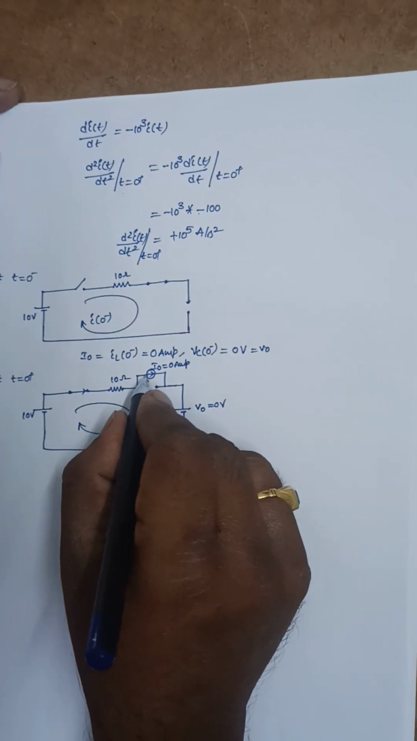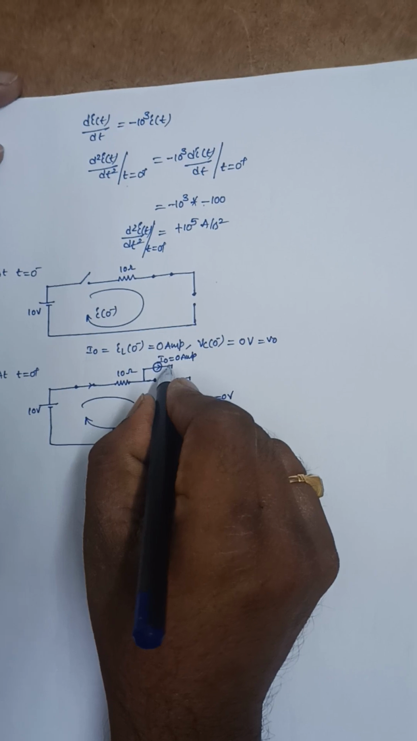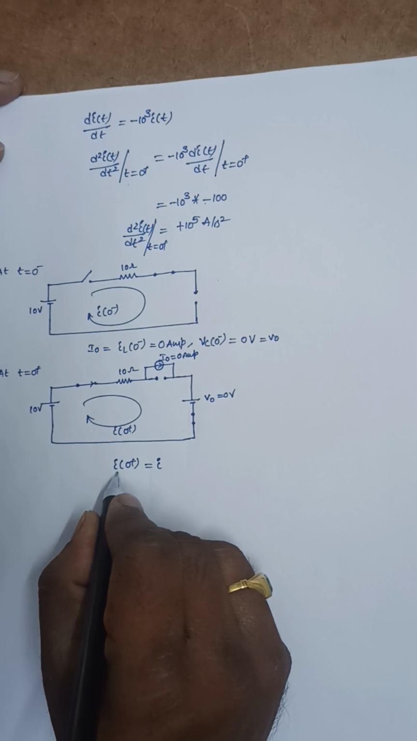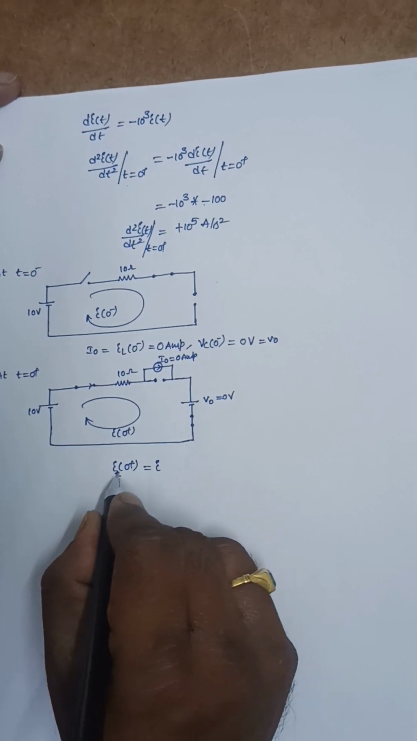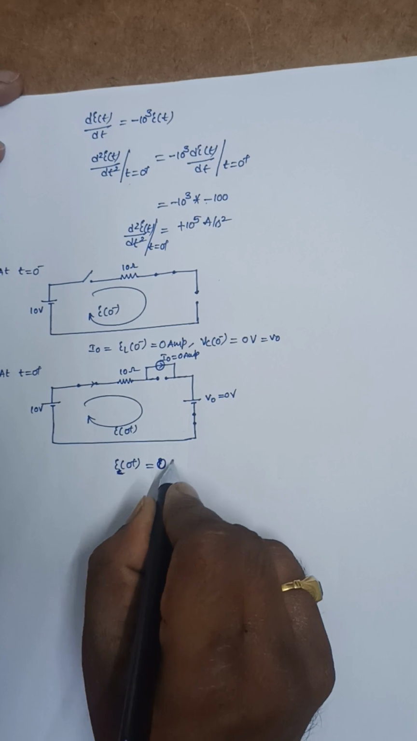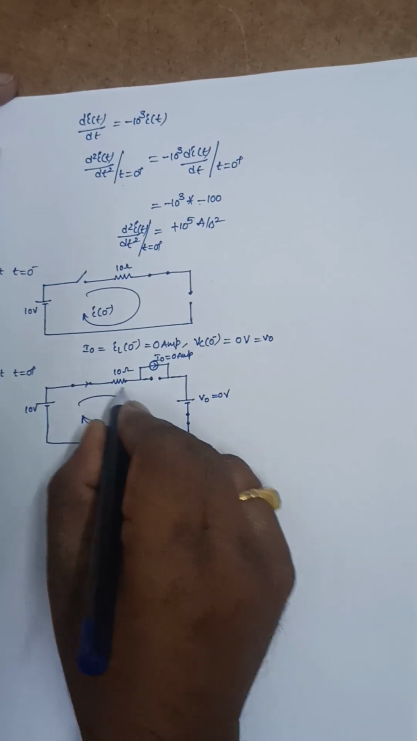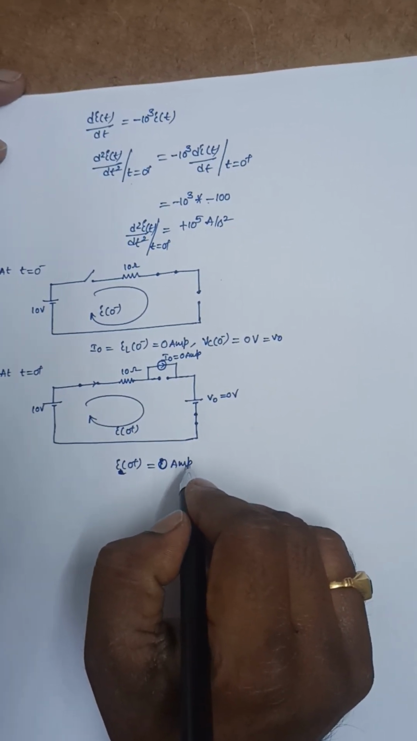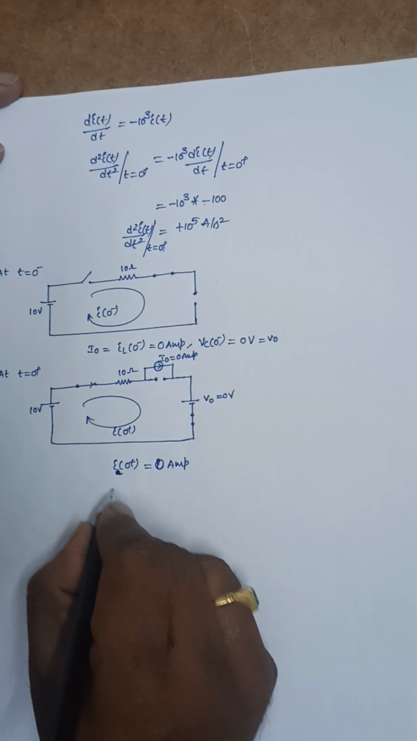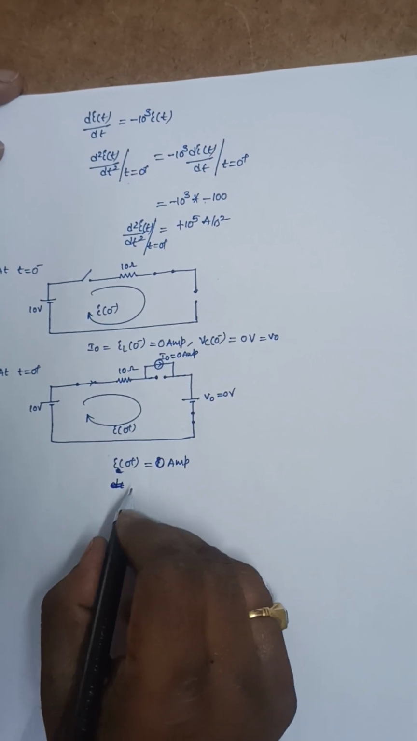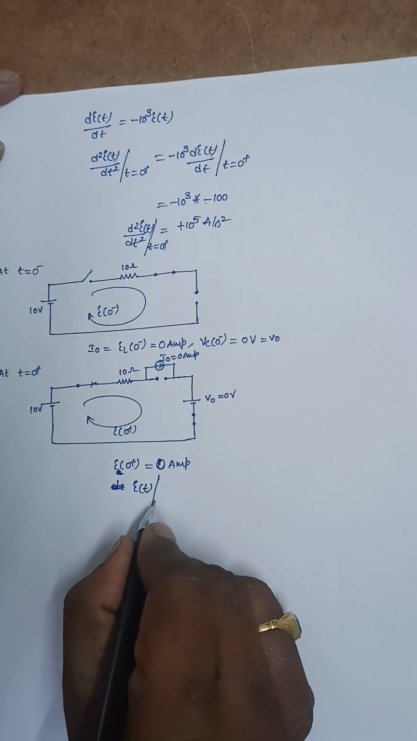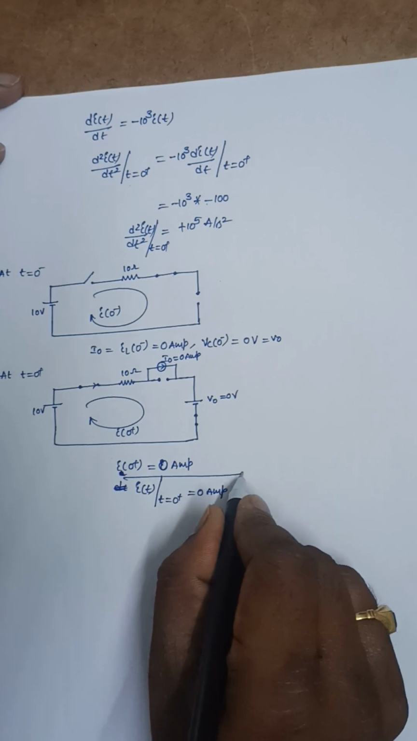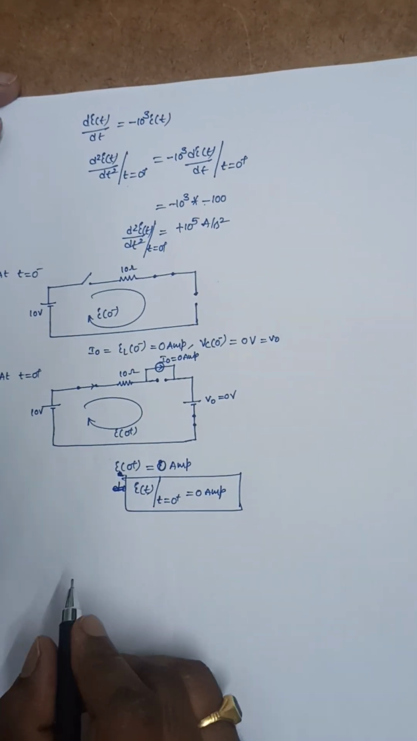Since it is open circuit, no current will flow through this. I of 0 plus is equal to I naught, or I of 0 plus is equal to I of 0 minus, or I of 0 plus is equal to 0 amperes from this. IL of 0 plus is also I of 0 plus, that is equal to I naught, that is equal to I of 0 minus, that is equal to 0 amperes. So I calculated here I of t at t equal to 0 plus is 0 amperes.